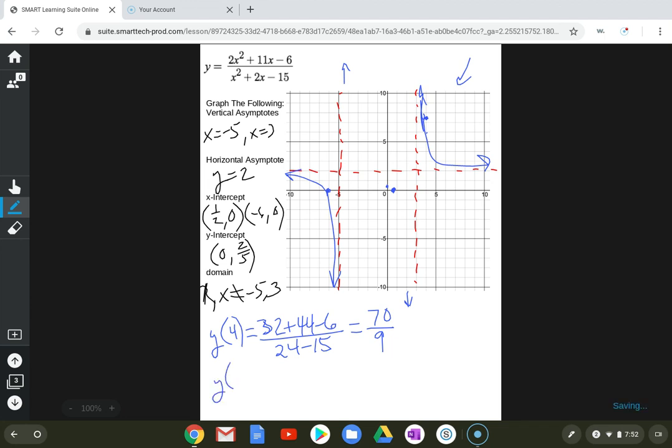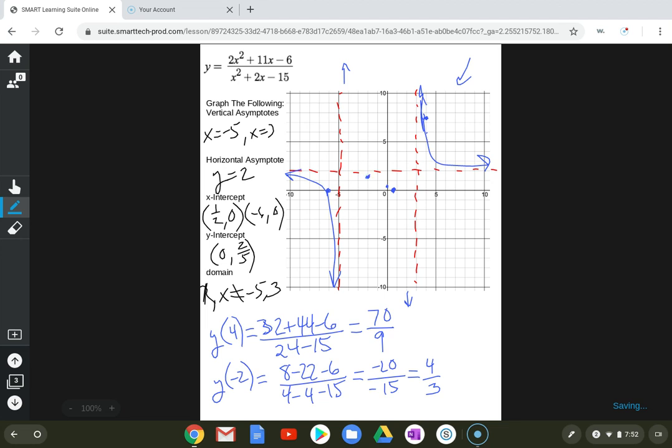So if I plug a -2 in for my x, I get 2 times 4 is 8 minus 2 times 2 minus 6 over, let's see, 4 minus 4 minus 15. All right, so 8 minus 28, that's -20 over -15. So this point is positive 4/3. So at -2, we're up here at 4/3.